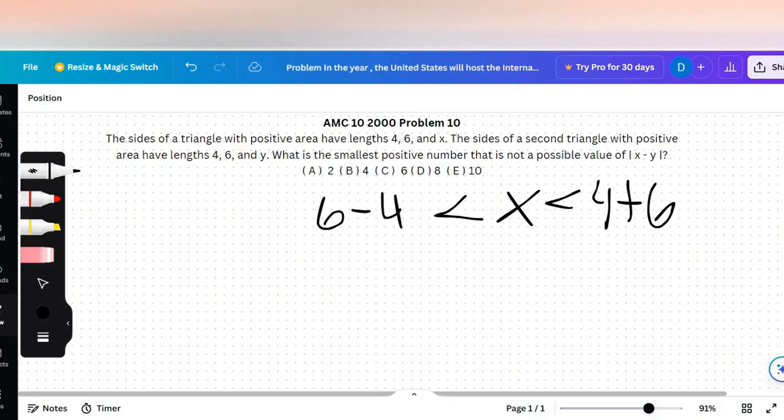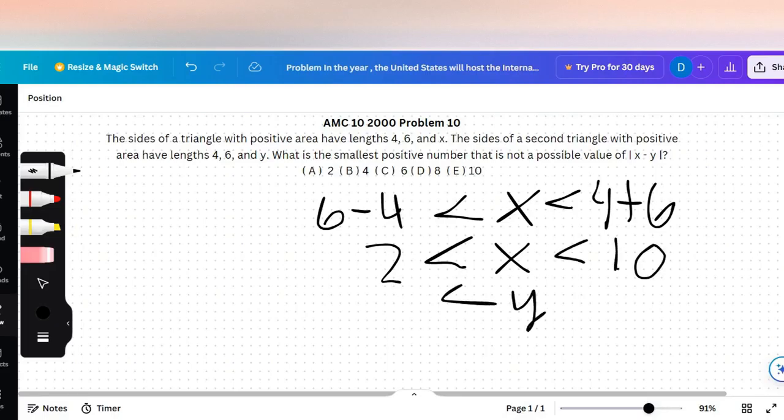Sorry, I'm struggling to write it here. So that also makes sense, because if you have 1, right? If you have 1, then you can't create a triangle. So x has to be larger than 2, and x has to be smaller than 10. And y is the same because it's the same sides.